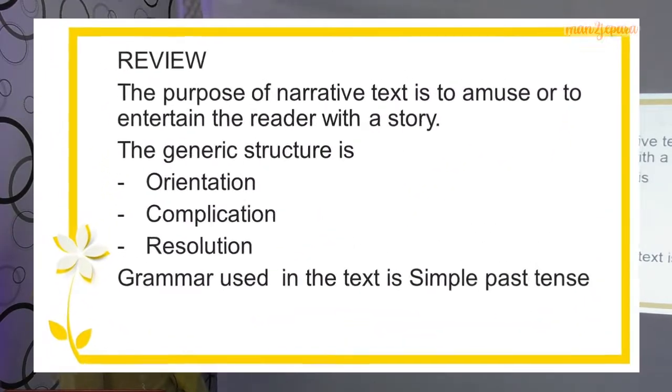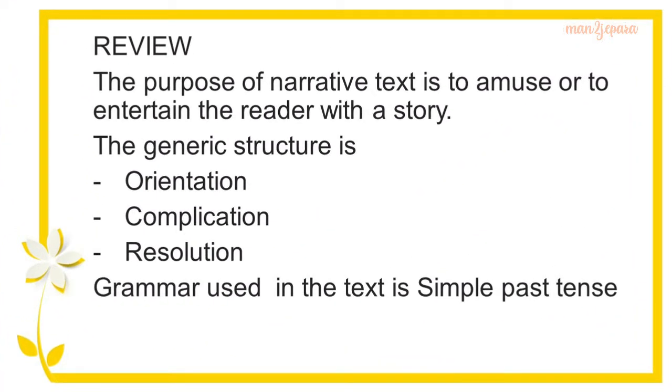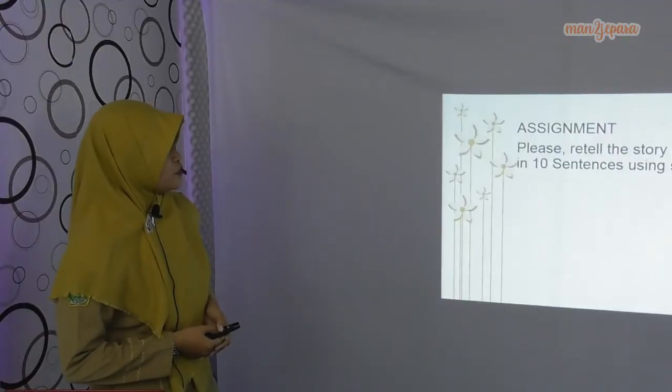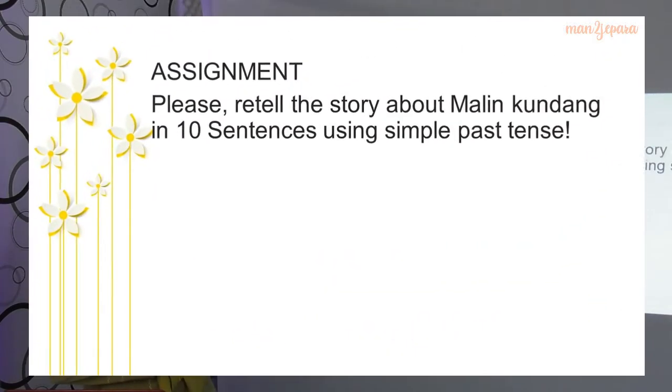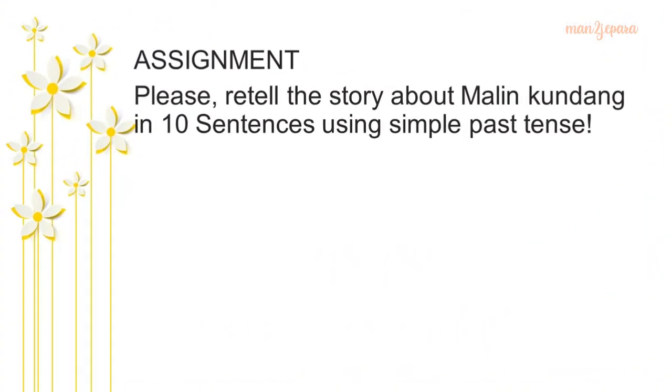Okay, now we review our lesson today. The purpose of narrative text is to amuse or to entertain the readers with a story. And the second one, we have the generic structure. The generic structure of narrative text, we have orientation, complication, and the last we have resolution. And the last we have the grammar used in the text. We use simple past tense. And then for your assignment, please retell the story about Malin Kundang in 10 sentences by using simple past tense.